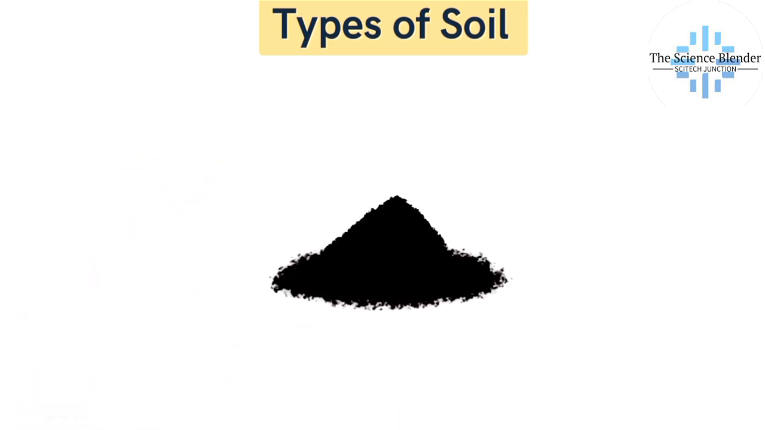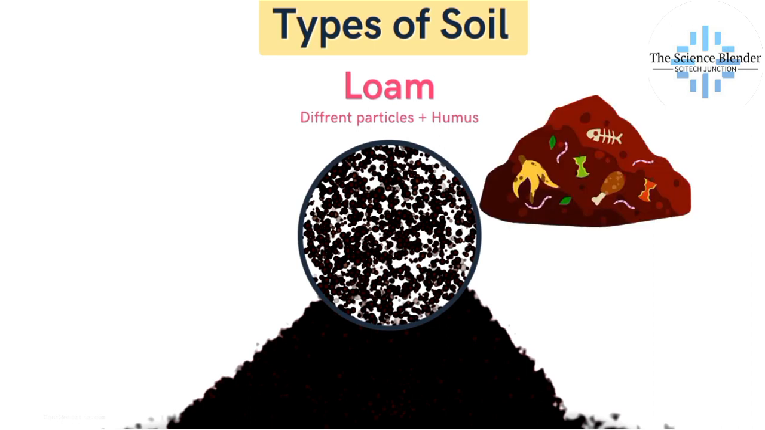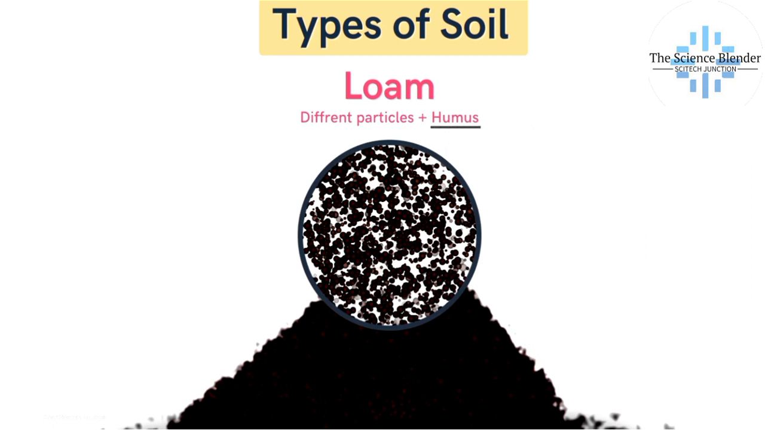Now moving to the last type of soil, we can see that this is black in color and a bit different. So if we zoom in and see the particles, there is a mixture of small and big particles. This is called loamy soil. Not only does it have different particles, but it also has humus. Yes, you're right. Organic matter, which is formed by the dead plants and animals, is humus. So is this the reason that this soil appears to be black? Yes, this is the reason.